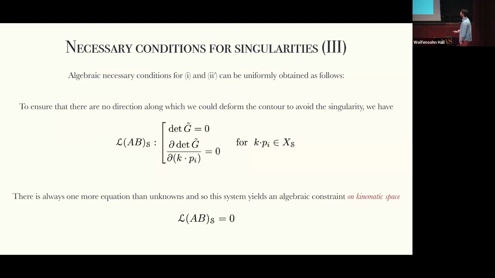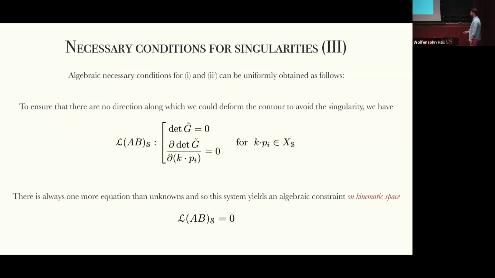And to ensure that there is no direction in which we could deform the contour of integration to avoid the singularity, we need to ask both det G tilde to vanish and also all of its derivatives in the remaining variables. And this system is nice because there's always one more equation than unknowns. So it means that the system will always give you an algebraic constraint on the kinematic space. So there will be no k.p involved at the end of the day.